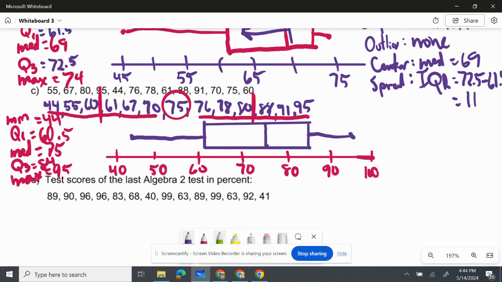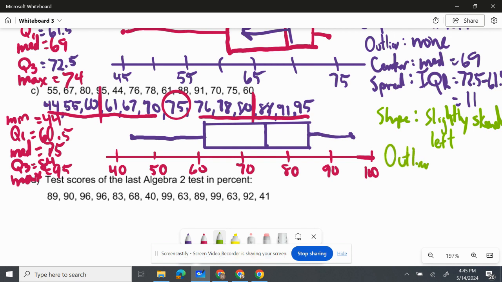Now, when we're looking at describing it, we have our shape. And when we're looking at our shape, it looks a little bit skewed left. It could be approximately symmetric. So I'm going to say slightly skewed left. Skewed left or approximately symmetric would be fine. And then once again, no outliers.